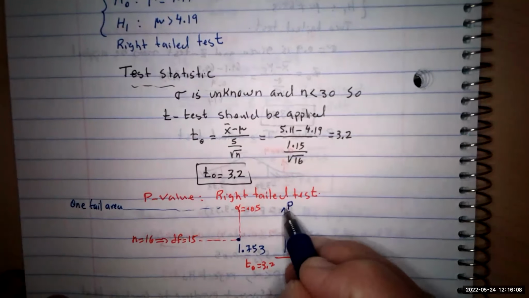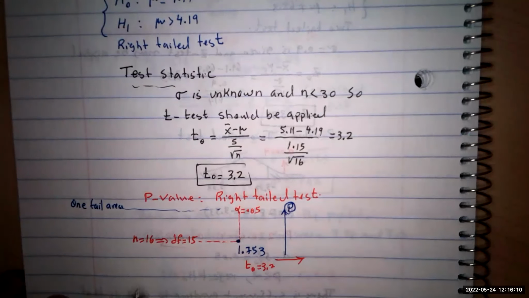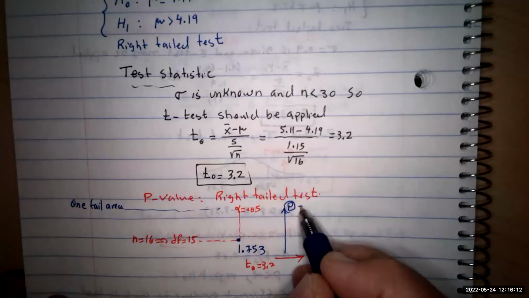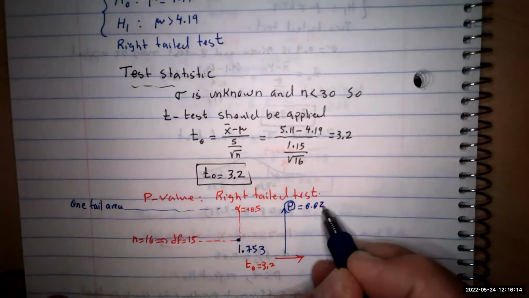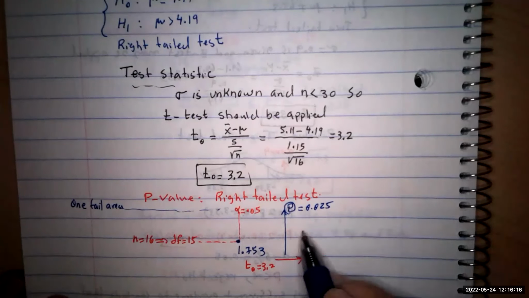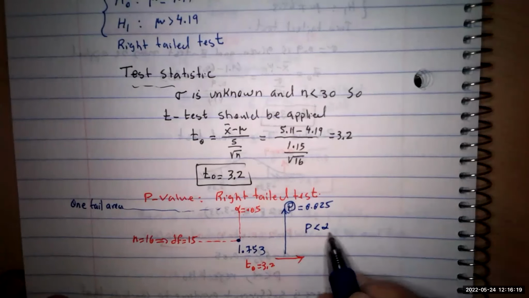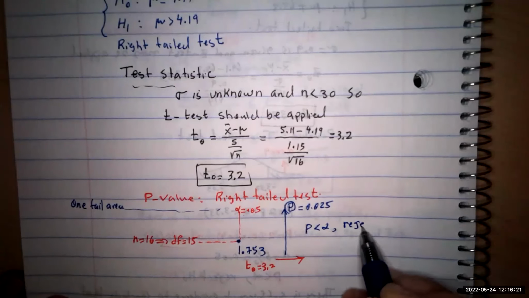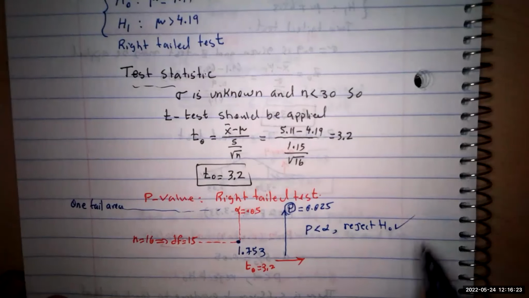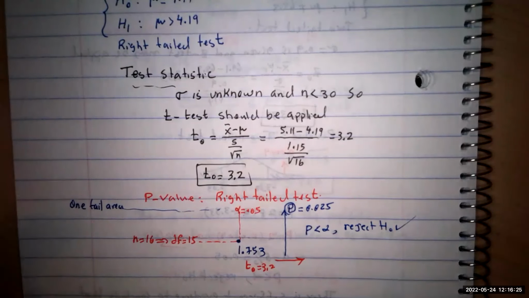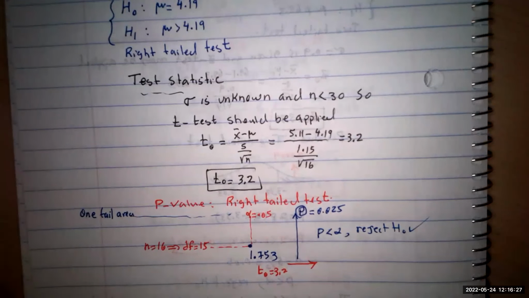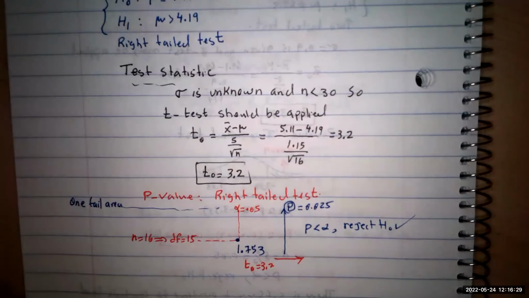Your P number is here to the right of the alpha. You read the first one, it doesn't matter. It's a 0.025. So the comparison is going to be the case that P is less than alpha. You reject the H-naught. It's a very easy case. It can be done by calculator, but you have some difficulty to apply it. But this gives you the result right away. Okay, so P is less than alpha, you reject the H-naught.